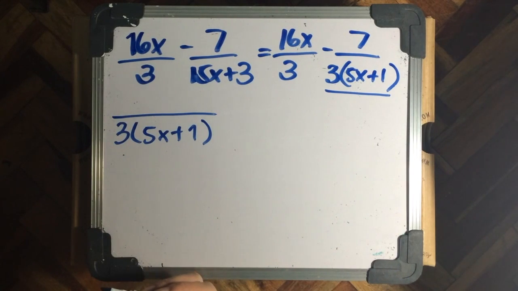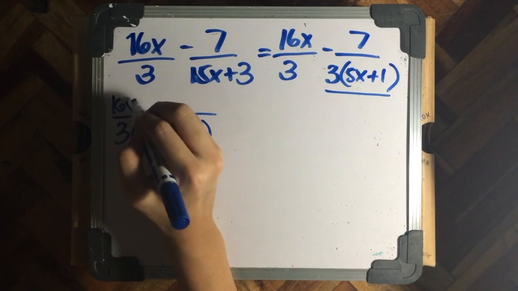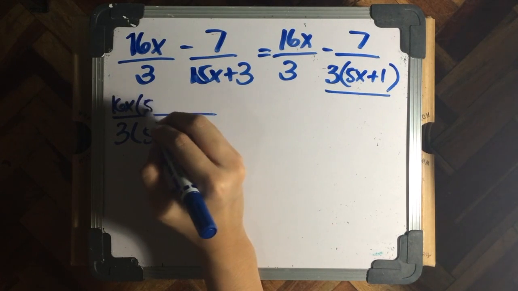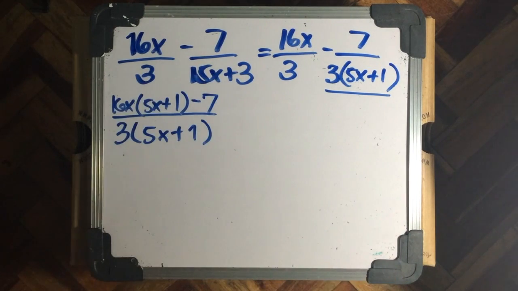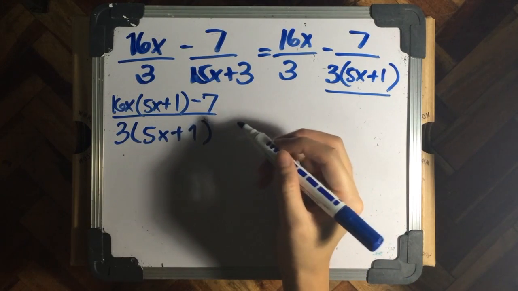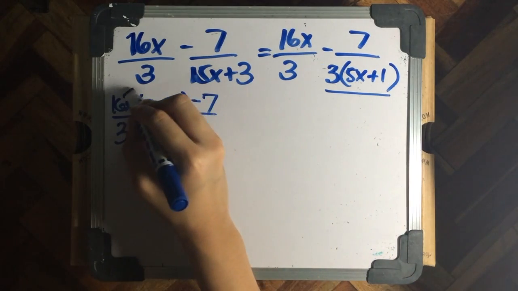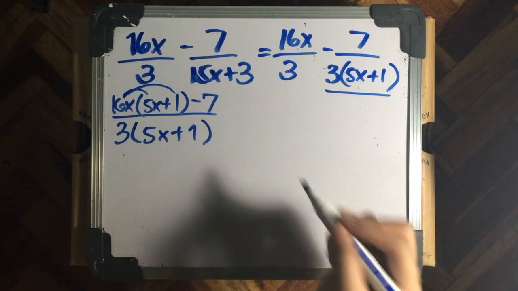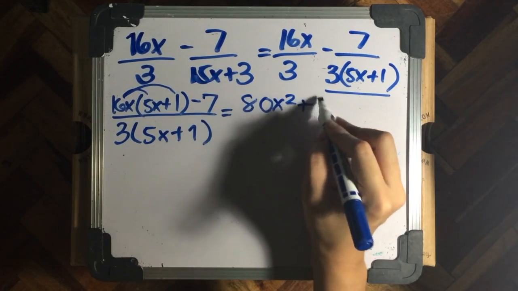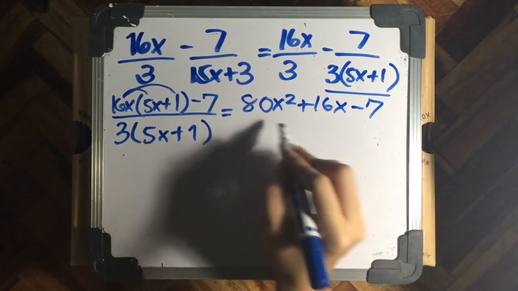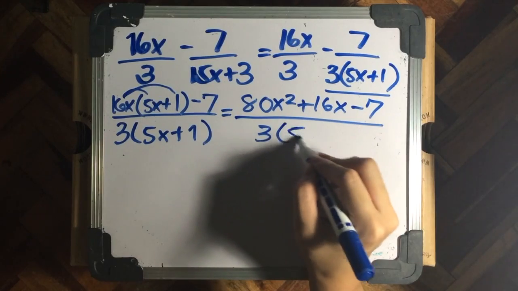Then, repeat the steps earlier. Divide the new denominator to the old denominators, then multiply the quotient with the numerators. So based on the example, you'll have 16x times quantity 5x plus 1 minus 7 over 3 times quantity 5x plus 1. But this isn't the final answer yet. You still need to distribute 16x and add or subtract the like terms. In the end, you are left with 80x squared plus 16x minus 7 over 3 times quantity 5x plus 1. That is the final answer.